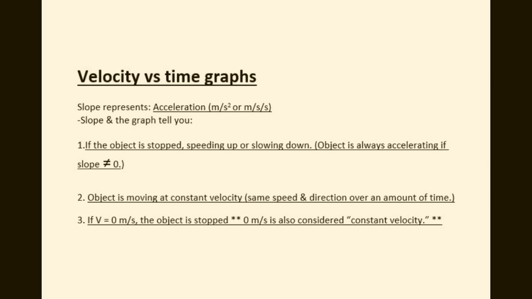The line on the graph will tell you if the object is moving at constant velocity, which is moving at the same speed and same direction over an amount of time. In addition, if velocity is equal to 0 meters per second, the object is stopped or stationary. A key thing to remember from this is that 0 meters per second is also considered a constant velocity value.